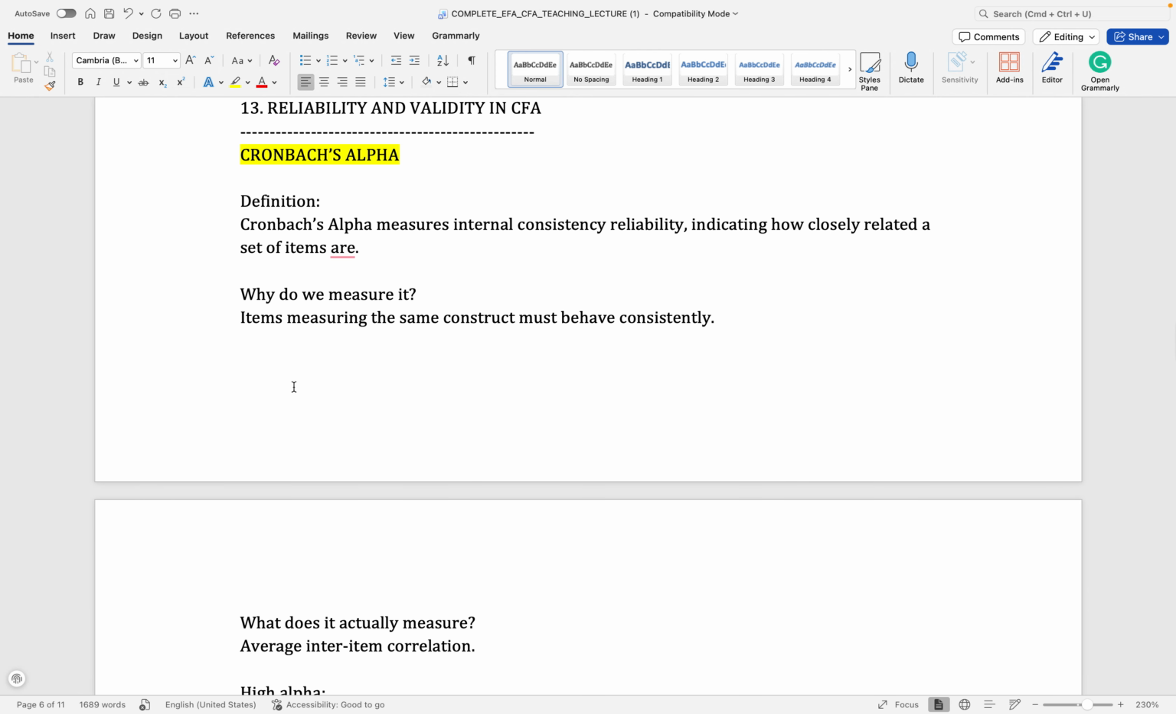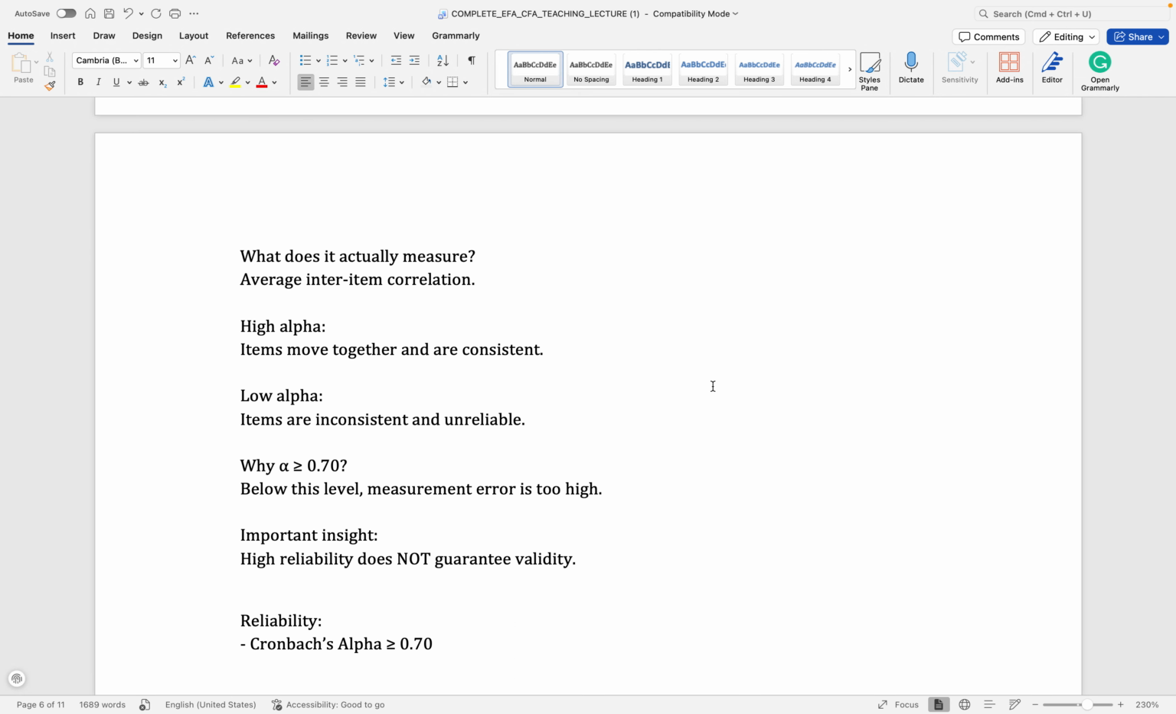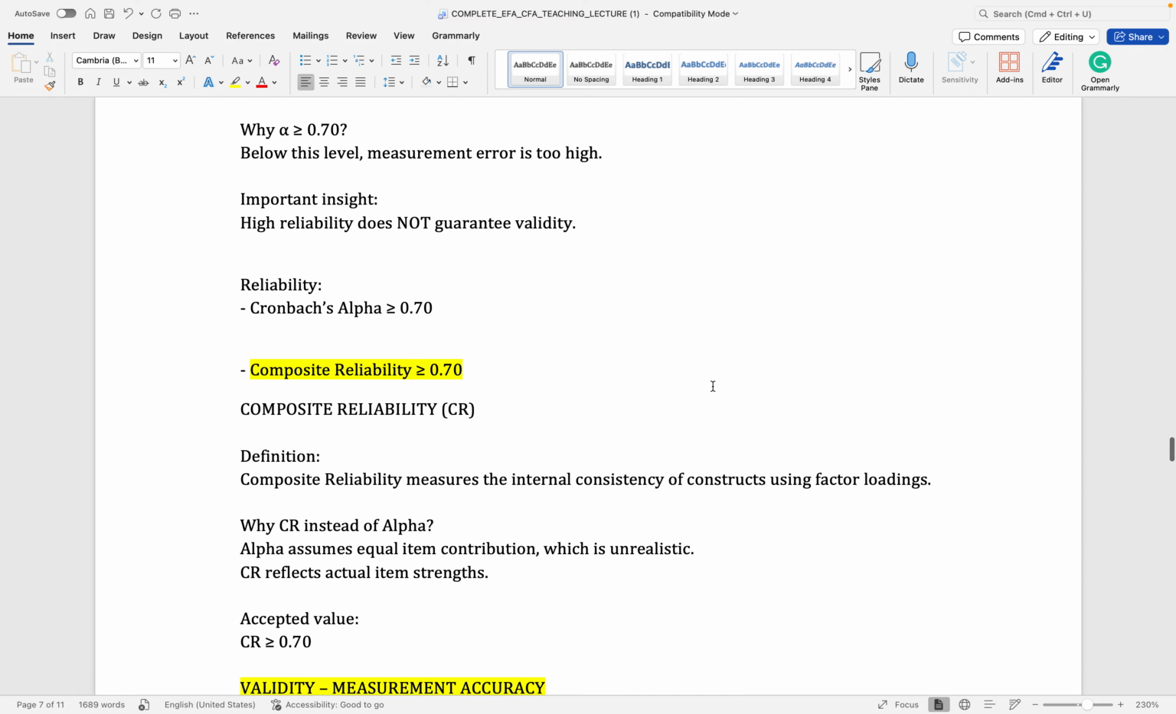Why do we measure it? Items measuring the same construct must behave consistently. What does it actually measure? Average inter-item correlation. High alpha means items move together and are consistent. Low alpha means items are inconsistent and unreliable. Alpha should be 0.70 or above; below this level, measurement error is too high. Important insight: high reliability does not guarantee validity.